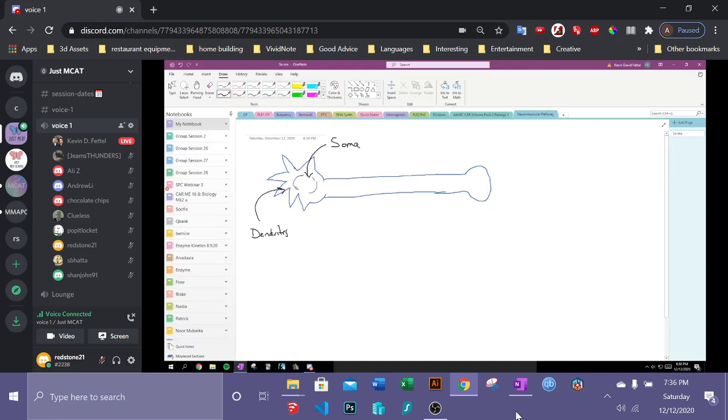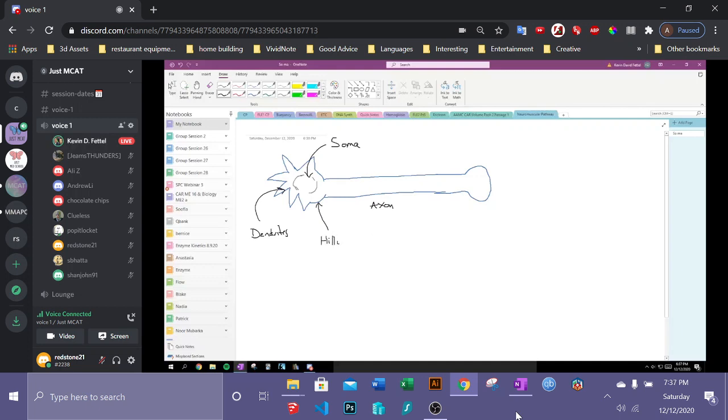And what is this little curved spot called here where it kind of transitions from the soma to the axon? Let's label that as axon real quick. So this is the axon. What is that intermediate phase between the soma and the axon called? Is that the axon hillock? Yeah, it is the hillock.